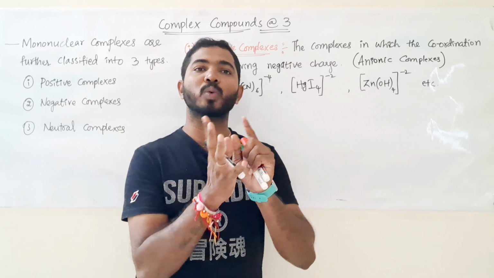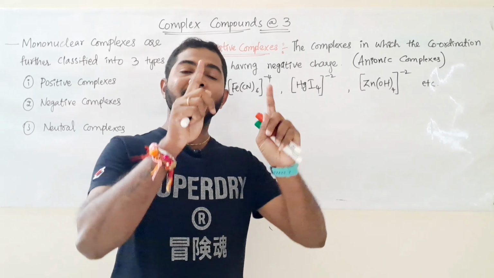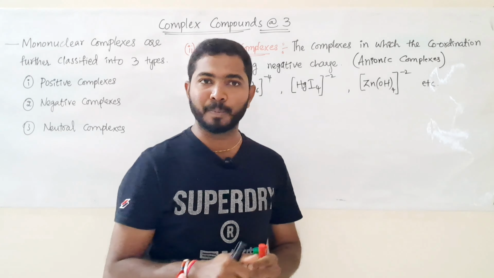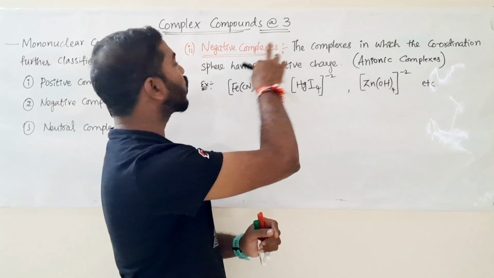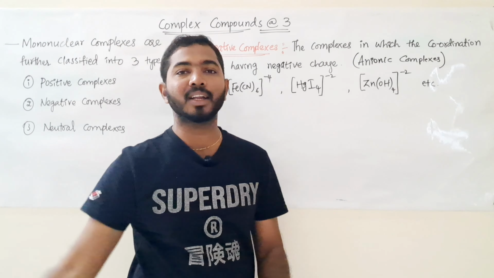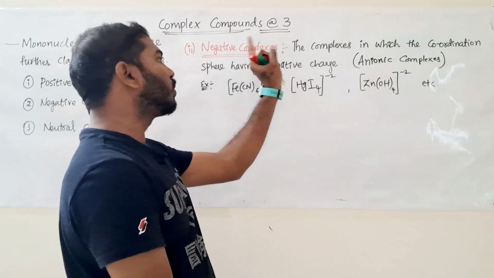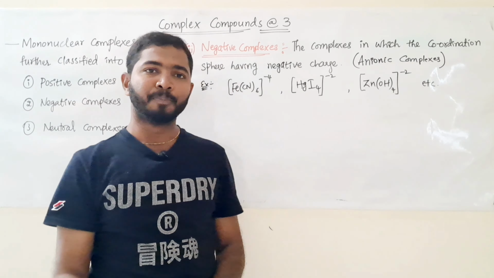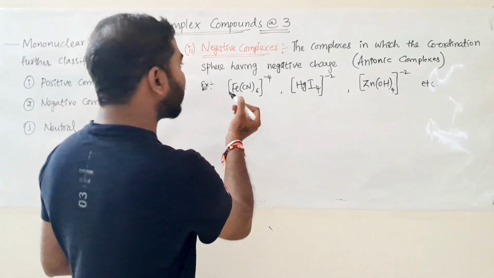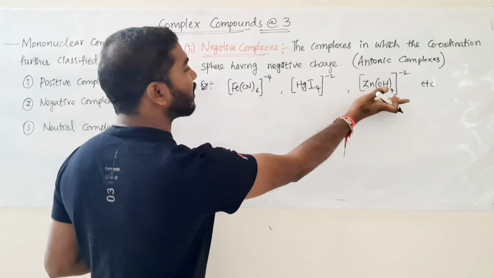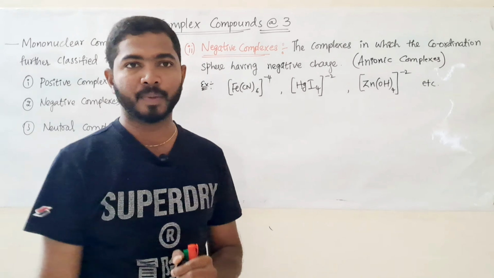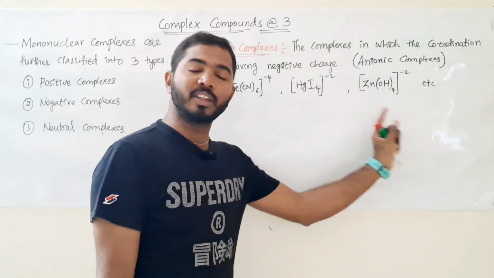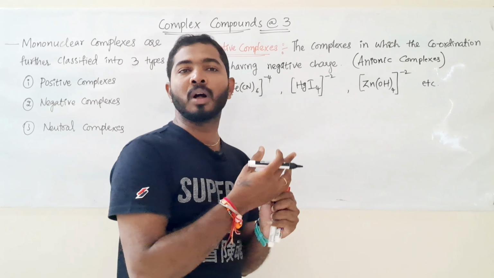Next, negative complexes. These complexes are quite opposite to the positive complexes. There we have seen the coordination sphere having a positive charge. Here we are going to see the complexes in which the coordination sphere has a negative charge. Such complexes are called negative complexes, or also anionic complexes. If you see the 3 examples I have selected here, they have negative charges on the coordination spheres. Hence they can be called negative complexes.